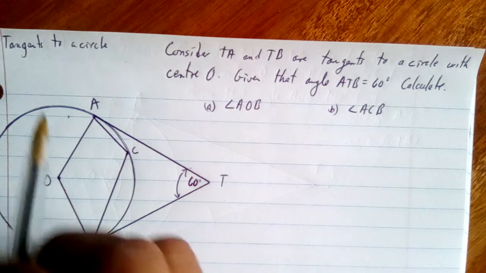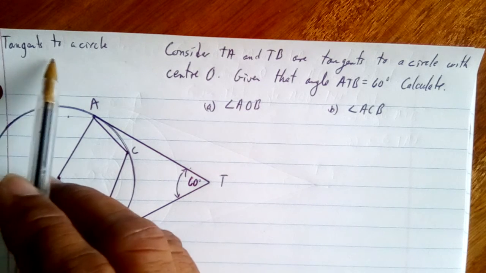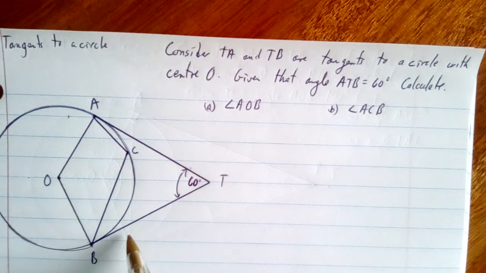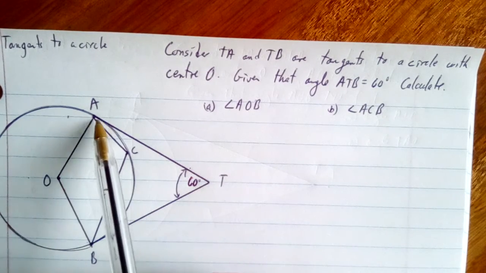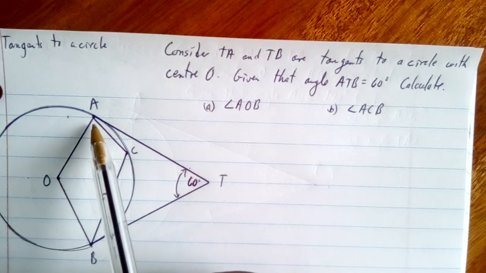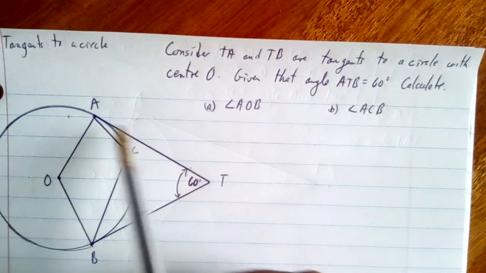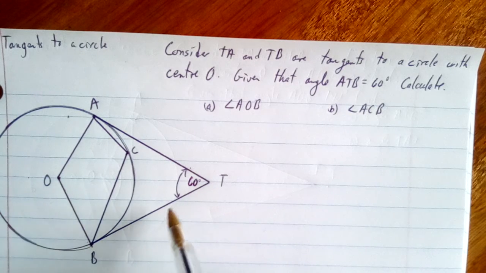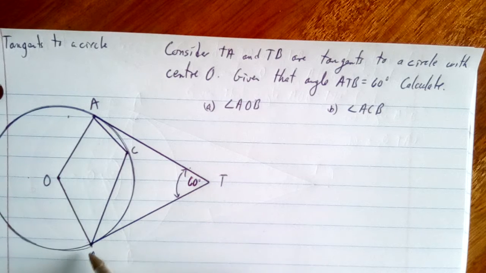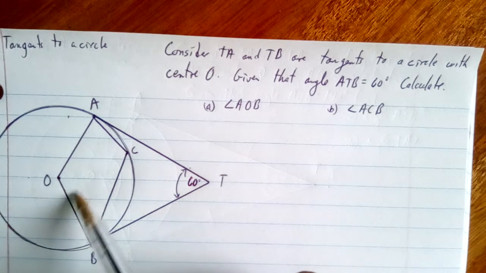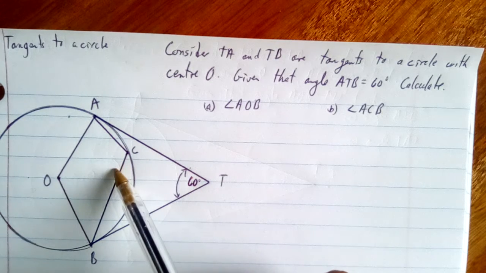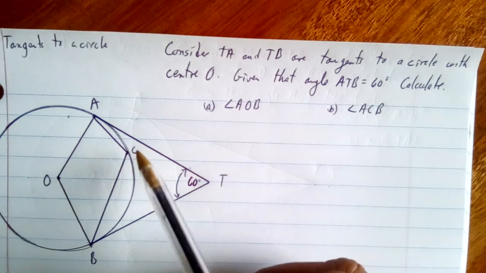Okay, here we have another example of tangents to a circle. Consider TA and TB are tangents, meaning that they meet the circle at the point of contact with the radii. Given that angle ATB equals 60 degrees, calculate angle AOB and ACB. This is the angle that I want, and this is the angle that I want also. So how do we do that?